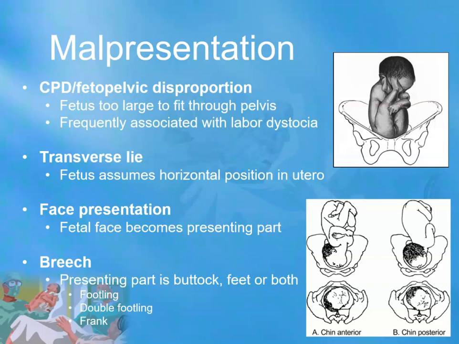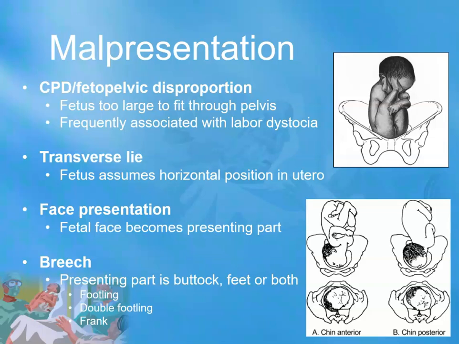Okay. Transverse lie is when that baby is assuming a horizontal position in utero. They're kind of laying, again, sideways. Okay, that face presentation, fetal face becomes the presenting part. It's a mentum presentation, and like I had said before, that usually results in a C-section because the baby can't pass through that way. And then we talked about the different types of breech, with the presenting part being the buttocks, the feet, or even both of the feet. So these are just malpresentation. This baby's not like we thought it would be: head down and tiny enough to pass through.